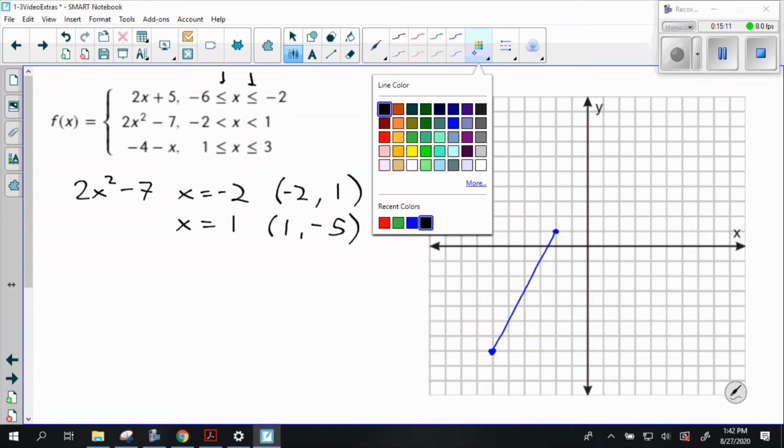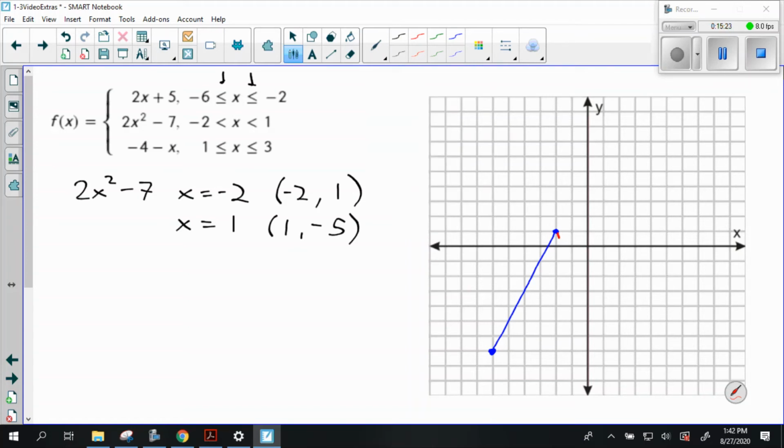All right, so we've got the point -2, 1. It's not going to be included with that, so we're going to make sure not to touch it. We're going to leave it filled in with blue when we start drawing this. We also have a point at 1, -5, and it's not including that point.